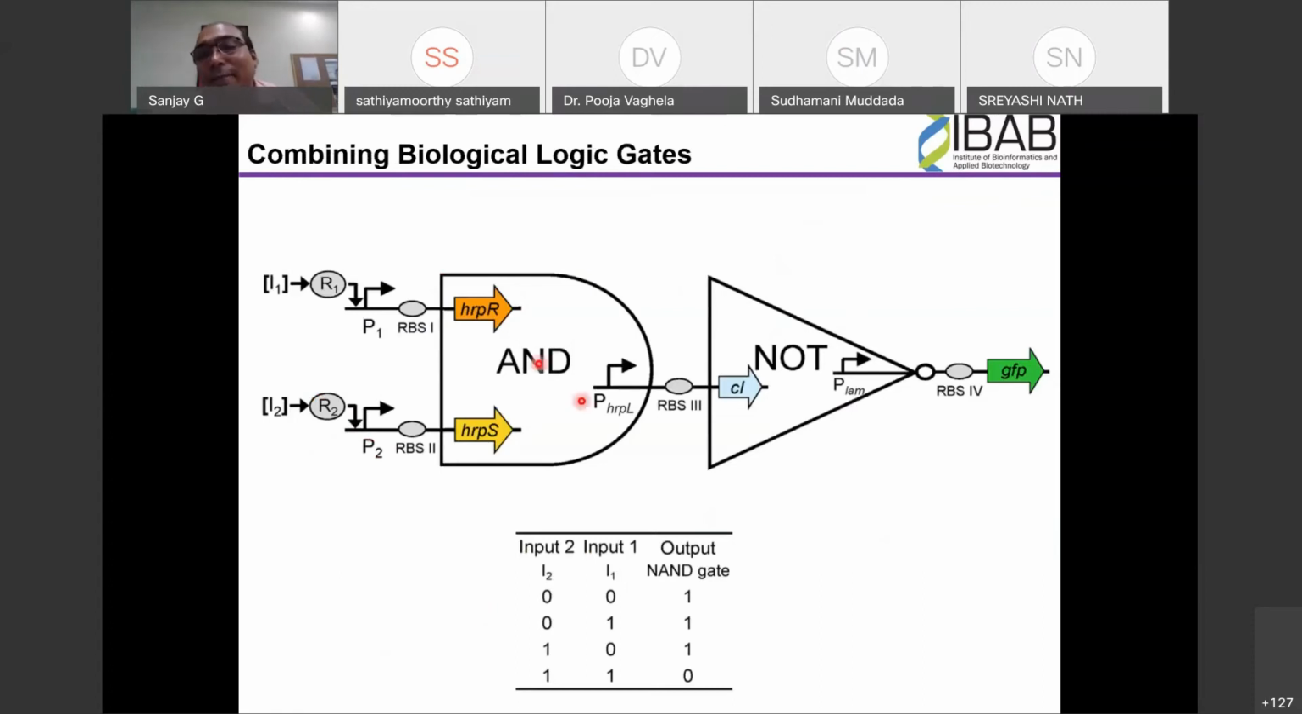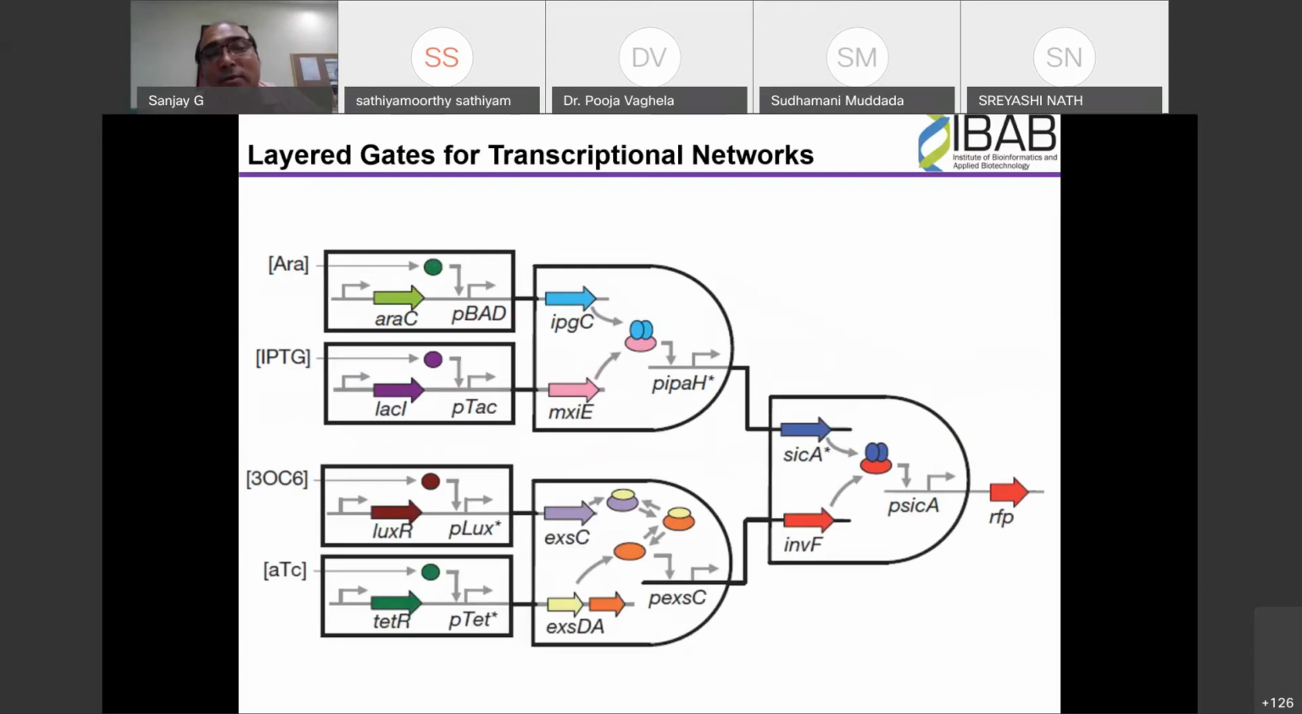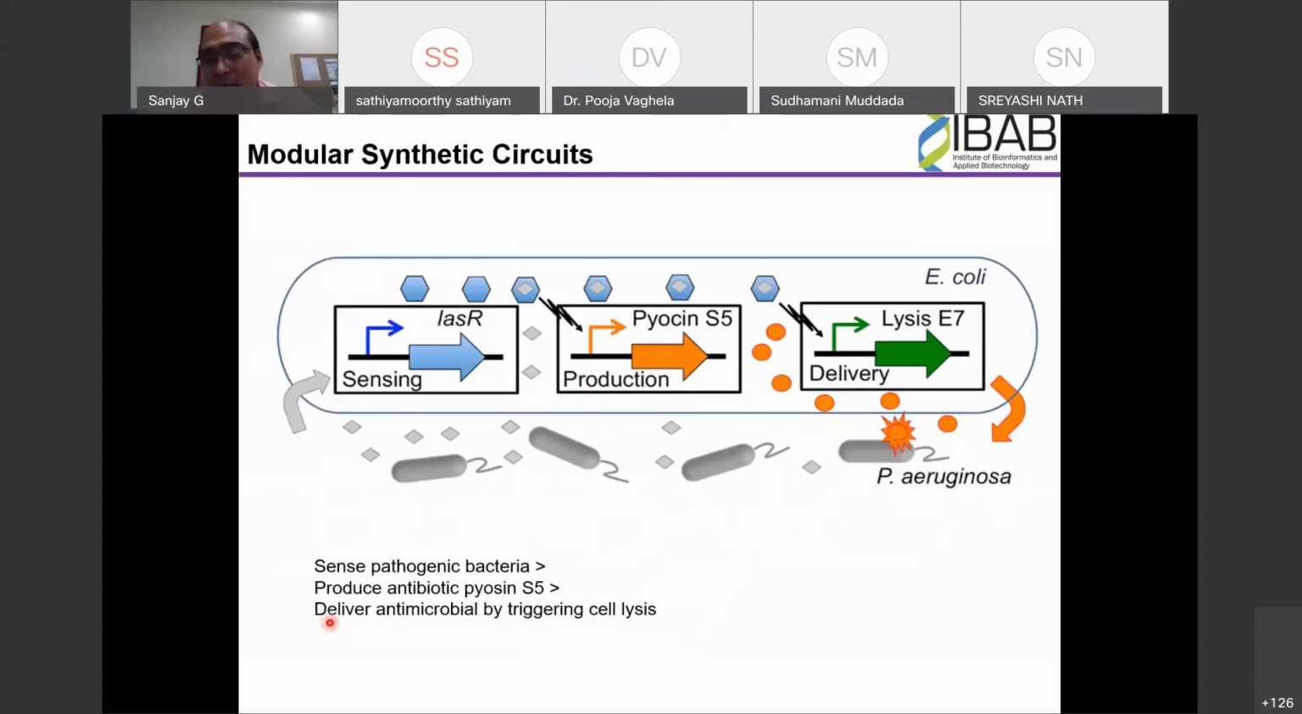I'm not going to scare you, I just wanted to show that these gates have also been combined to make different gates. In this case, you have a combination of AND and NOT gates. Then people can make layered gates, so you can think of all kinds of electrical switchboard in a way. Different inducers, if you add them, will switch on different genes. Those gene products will interact and finally feed into a reporter. This reporter you can change into, let's say, a therapeutic molecule, which will only be expressed when it sees all of these inducers. So this has a huge implication in terms of biomedicine, these synthetic circuits.